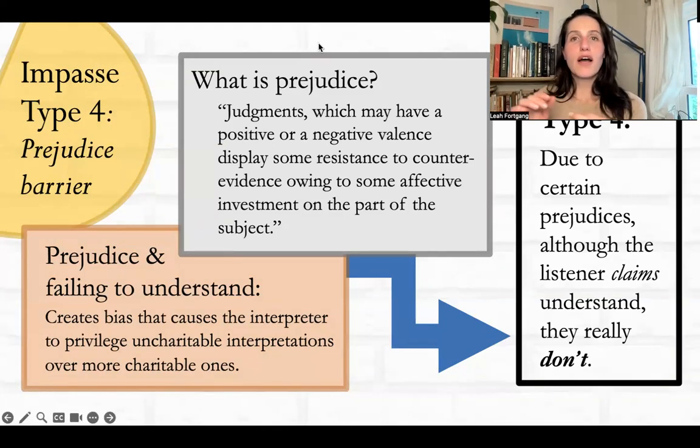And unfortunately, and this is another aspect of type 4 hermeneutical impasses, this is probably the most important aspect of type 4 hermeneutical impasses, these impasses that result in a kind of prejudice barrier, is that the response gives just enough room for the person who's interpreting it to say, no, I understood.